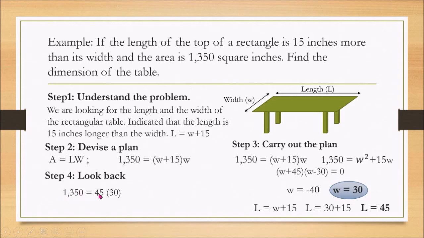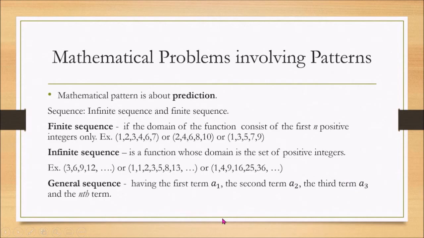Your length is 45, your width is 30. That is actually 1,350 equals 1,350. Or we may use this: length is equal to width plus 15. So we substitute the value of your length, that is 45. Then your width here is 30 plus 15, that is 45. 30 plus 15 is still 45.